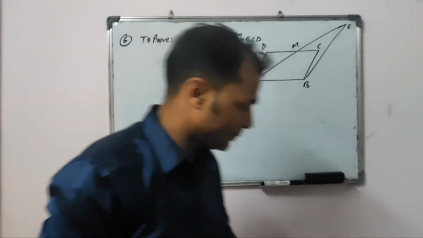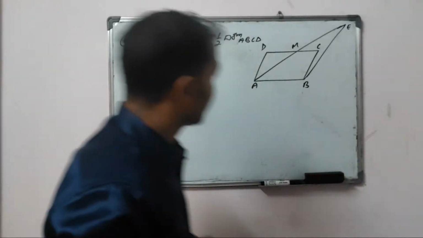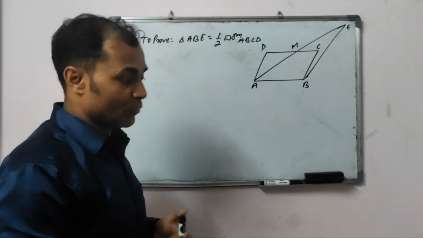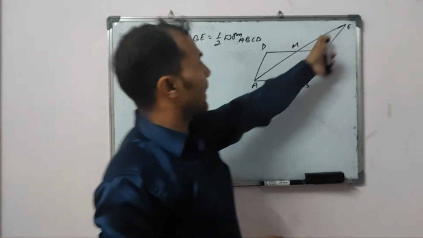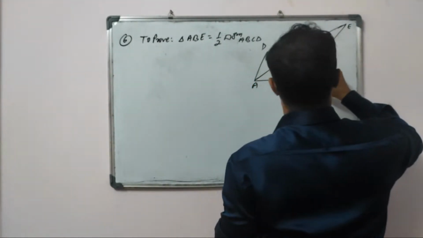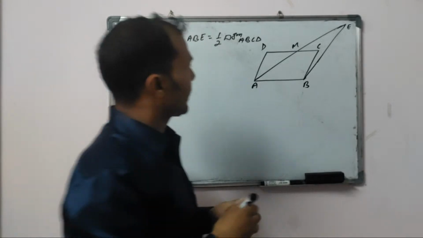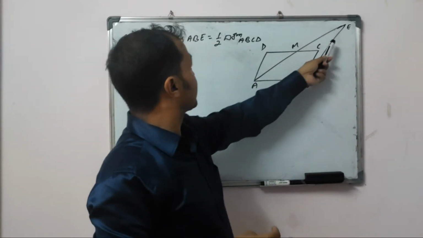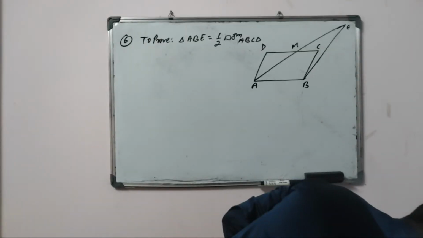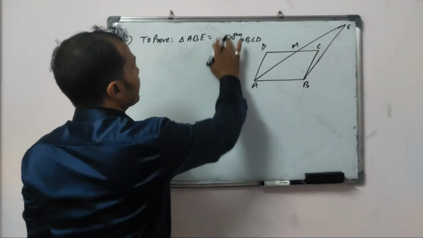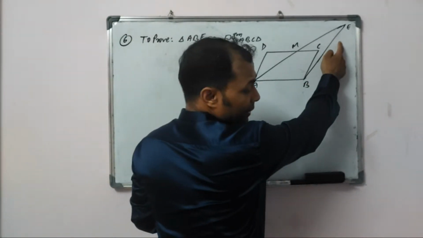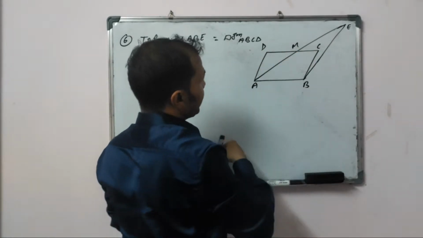Okay, let's see this question. This question was also asked in the SEE, an important question. Draw a straight line here along the outer big triangle. The area of triangle ABE should be equal to, sorry, not half. Area of triangle ABE is equal to area of parallelogram ABCD. This is a parallelogram.